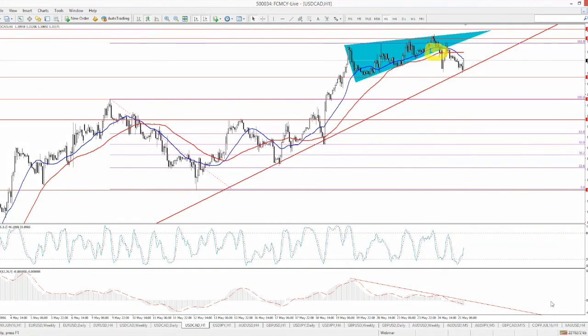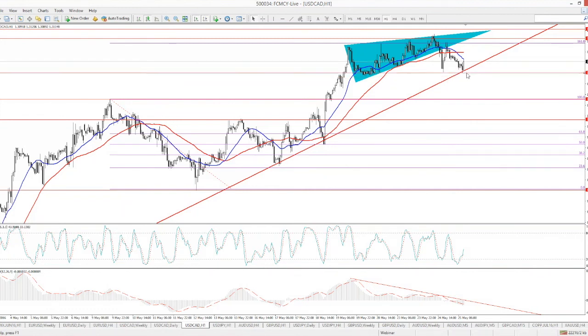Prices moved lower towards the uptrend line, and they found support there, as we can see. Let me move that support line. At 138.87, we saw prices finding support.